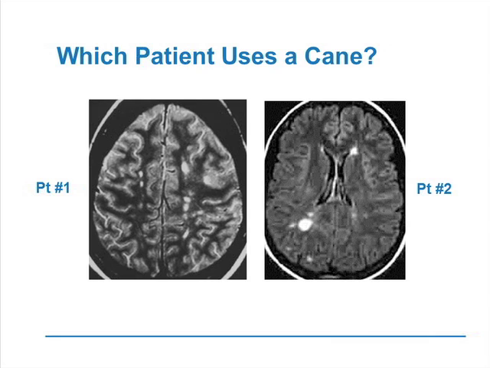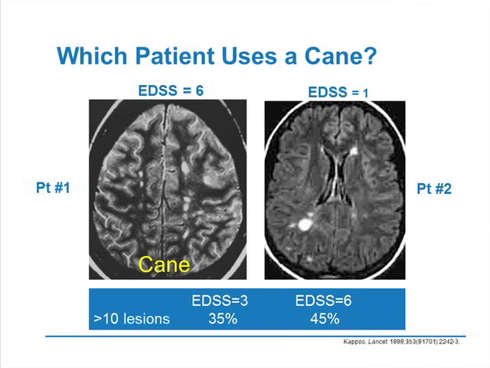Finally, we come to this question. Which of these 2 patients uses a cane, patient number 1 or patient number 2? Well, no one can really tell. It's patient number 1 on the left. And the problem here is that MRI is pretty poor at trying to predict on an individual basis the clinical status of a patient. I think this reveals the fact that it's not necessarily the total lesion burden, but its location, the real estate, what part of the brain, what pathways in particular are getting affected by the lesions.